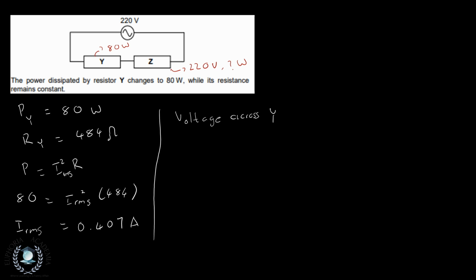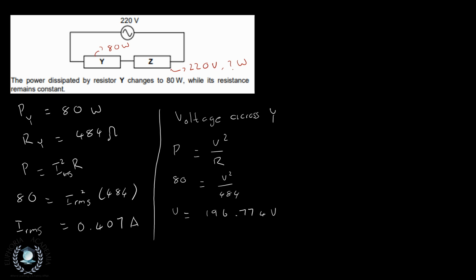Let us go through it. The voltage across Y, if we substitute it into our power, is going to be V squared over R as well. That's still going to be 80, and we're trying to find V squared, with R of 484, and we're going to find that our V RMS is 196.774 volts.